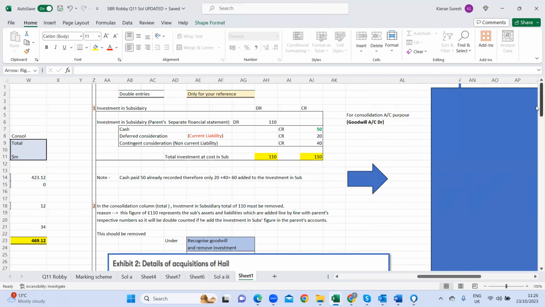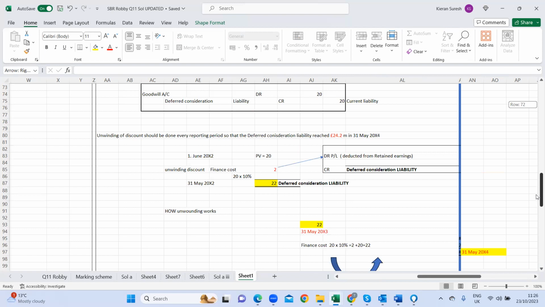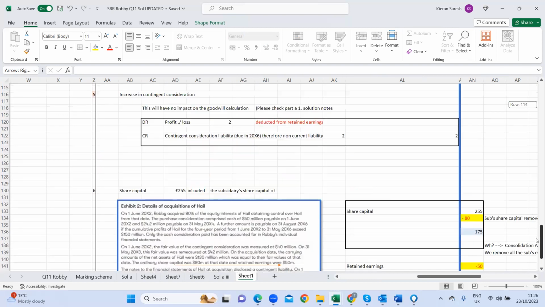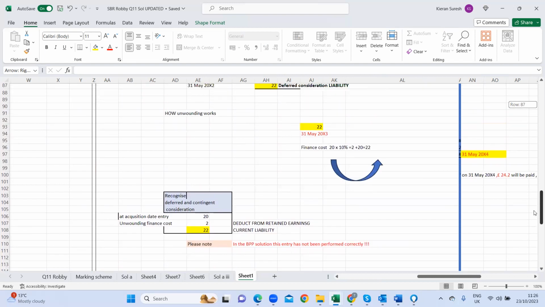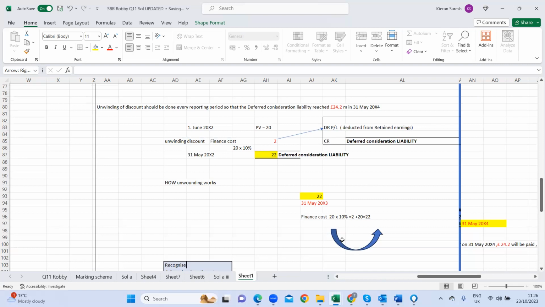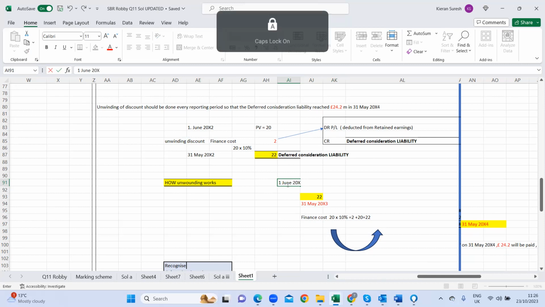So whenever we have a discounted figure on our balance sheet, we should know that an unwinding needs to be done, right? Unwinding needs to be done. The reason is this. Now I'm standing at 31st May 2013. Initially I started from 1st June 2012, right?